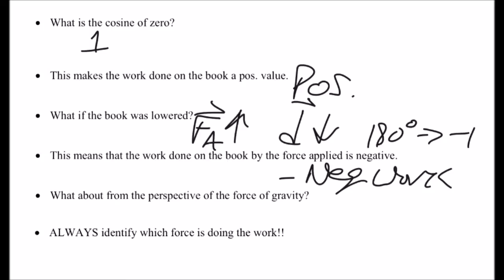So in the first scenario, what kind of work did gravity do? Negative work. And then in the second scenario, what kind of work did it do? Positive work.